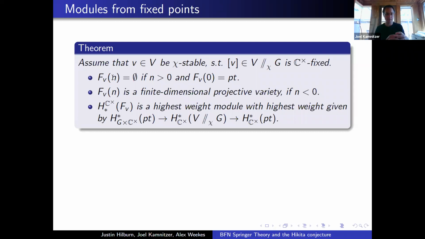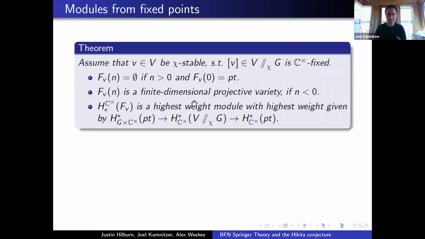I didn't say this, but just like the affine Grassmannian and the Coulomb branch algebra have this decomposition, also the Springer fiber has this decomposition. In positive parts, it's just empty. There's nothing in the Springer fiber there. The zeroth part of the Springer fiber is simply a point, and the negative parts of the Springer fiber are finite dimensional projective varieties. So it's very nicely behaved. And therefore, its homology, as I said, will define a module for my Coulomb branch algebra.